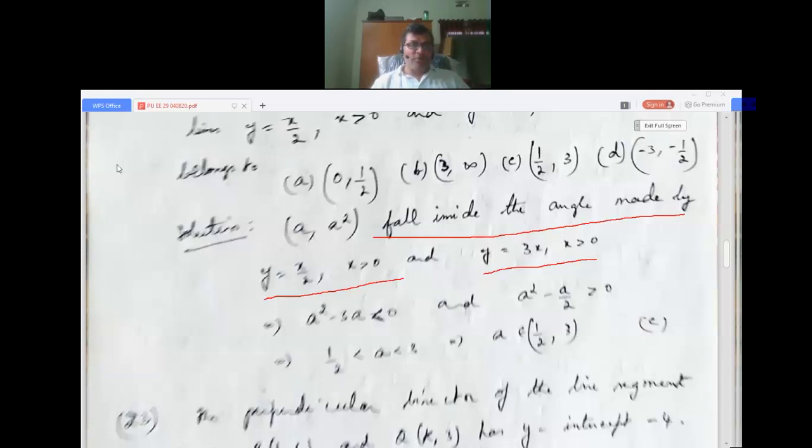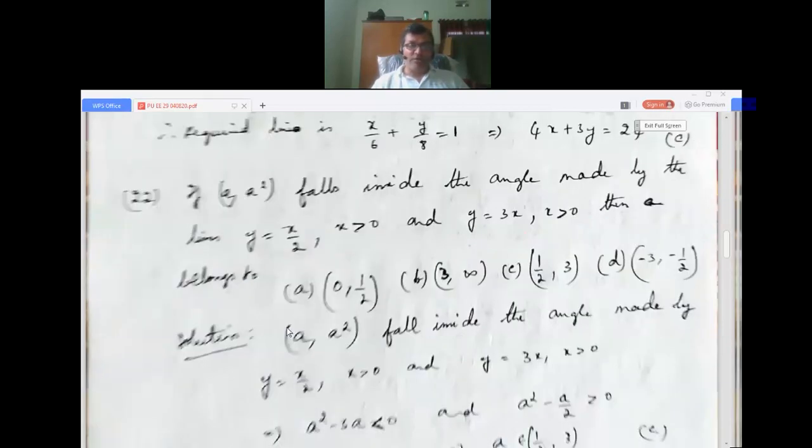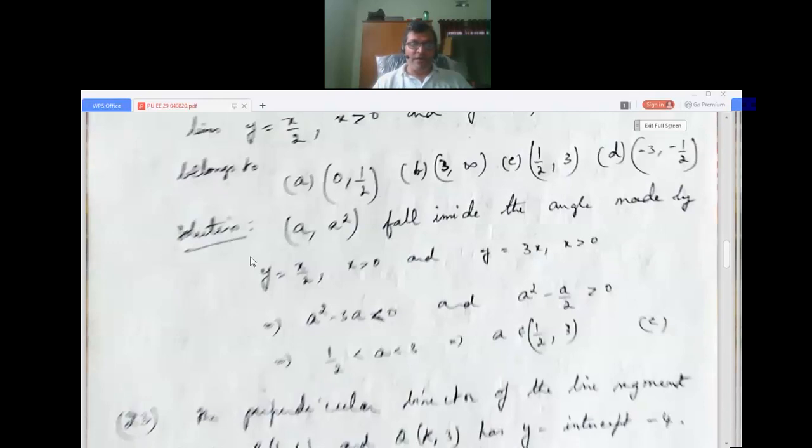So I will explain it once again now. See, if a comma a squared falls inside, meaning in between, the angle made by the lines y equals x by 2, x greater than 0, and y equals 3x, x greater than 0, then a belongs to: option a, 0 comma half; option b, 3 comma infinity; option c, half comma 3; and option d, minus 3 comma minus half. So this is the big line which is at the top, and y equals x by 2 is down. So it lies in between.